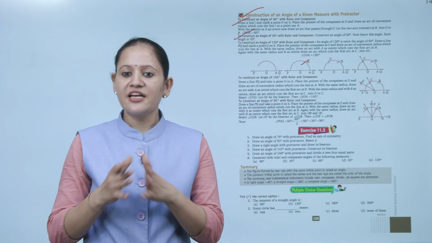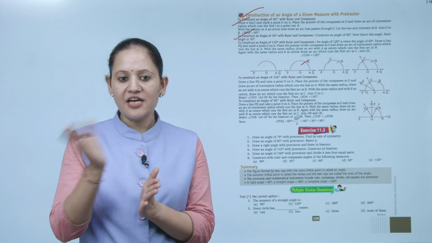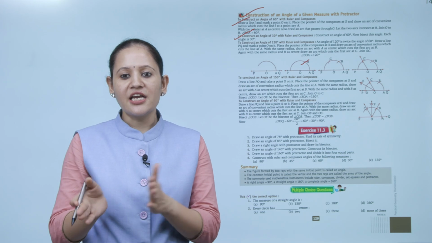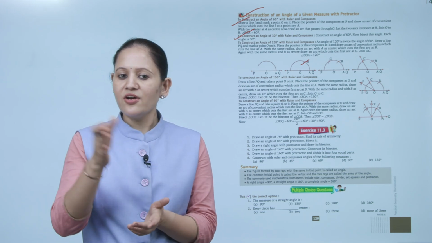So for that, construct an angle of 60 degree. Now bisect the angle. Each angle is 30 degree. So first we'll draw an angle of 60 degree. Then we'll bisect the angle. That will be, each angle will be of 30 degree.